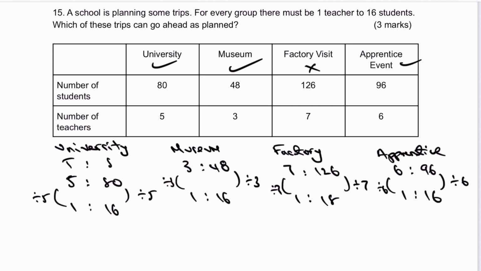So on this particular question, last question, question 15, the university, museum and apprentice event can go ahead, but unfortunately the factory visit can't.